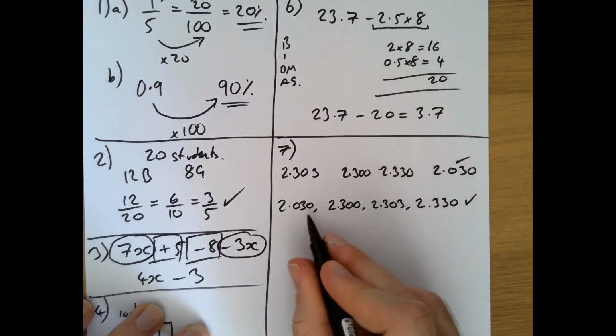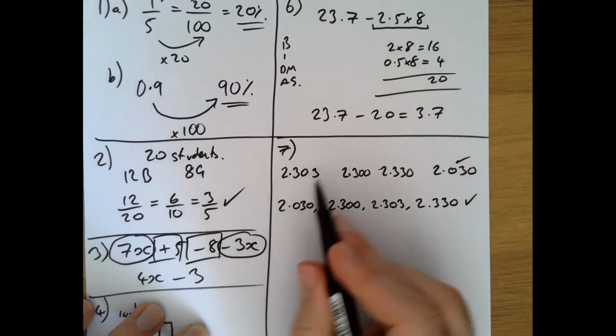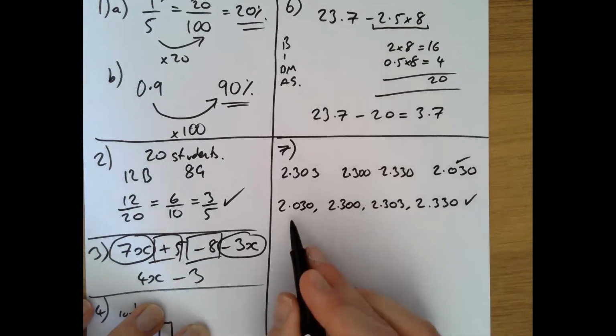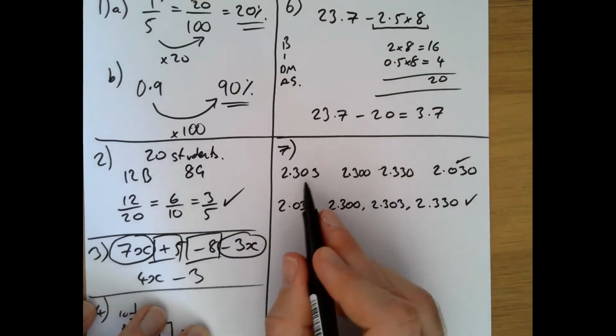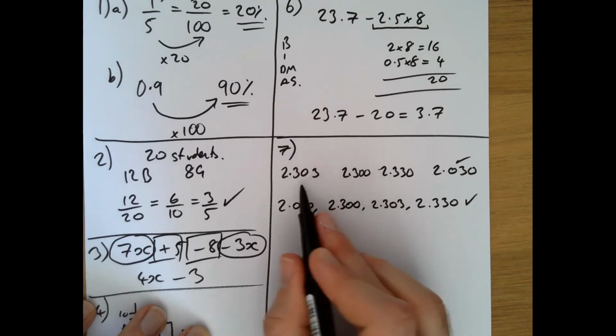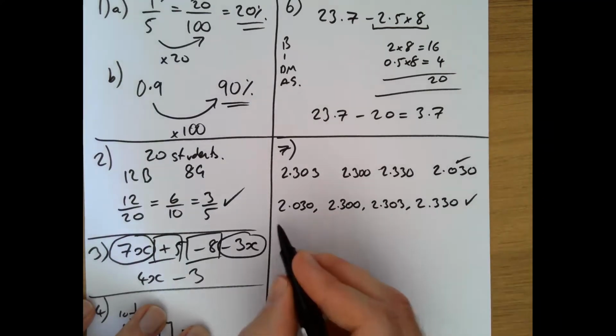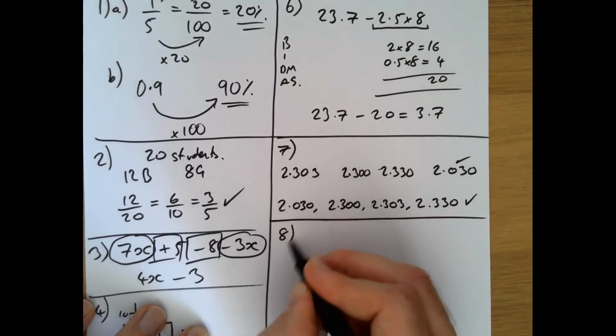Okay, so we don't even have to change them back to the numbers that we were necessarily given. We can just give it like this. So just remember that trick. Make sure you've got the same number of digits after the decimal point, and then it's much, much easier. Okay, 8.